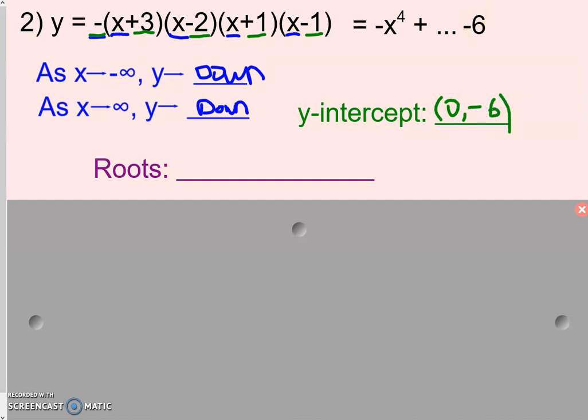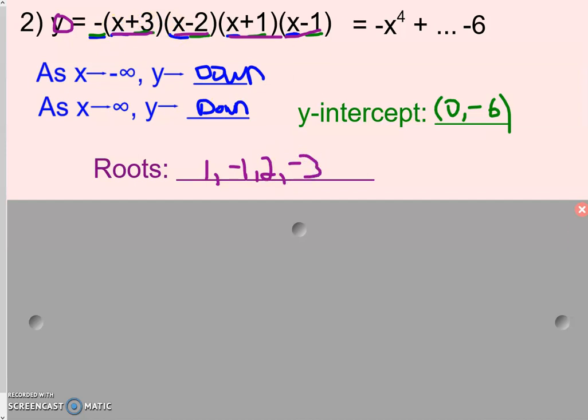And finally, the roots. Well, we have a root at 1. We have a root at negative 1. Remember, the roots occur when y is 0. And when y is 0, we use the zero product property. We have a root at 2. And finally, we have a root at negative 3. So we have 4 roots.